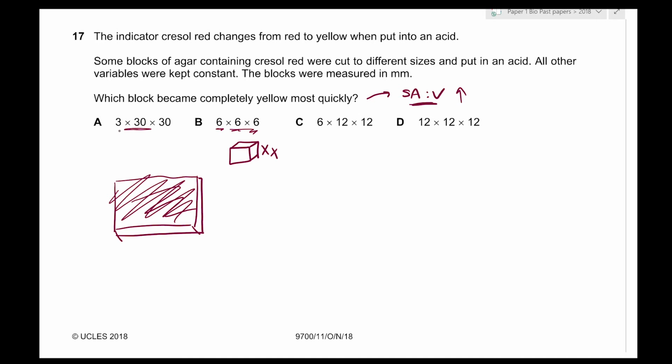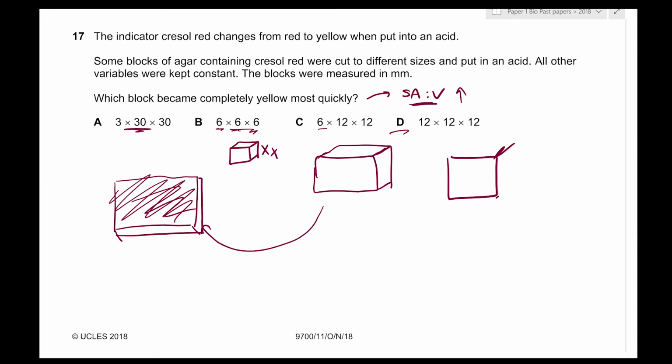If we would draw it, it's smaller than 30. This means it would look something more like this, because of the 6 here. But it seems like A has a higher surface area to volume ratio. Now, same thing with D. Here it's a cube. And as we know, a cube actually has the lowest surface area to volume ratio. Therefore, by common sense, A must be the correct answer.